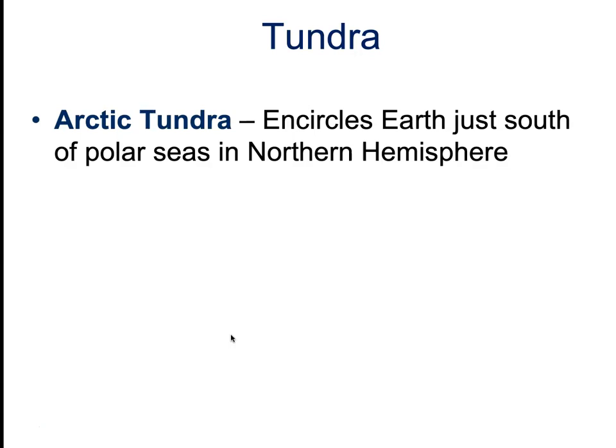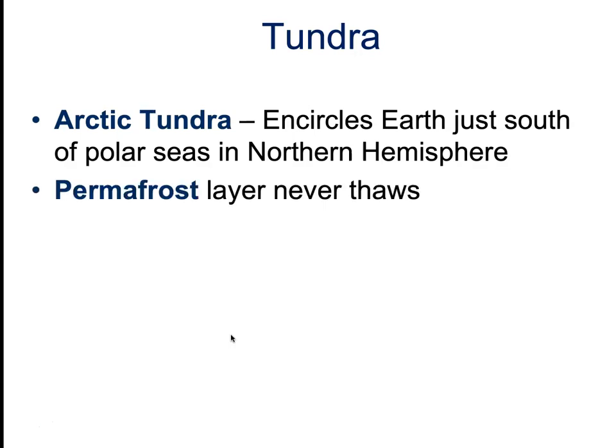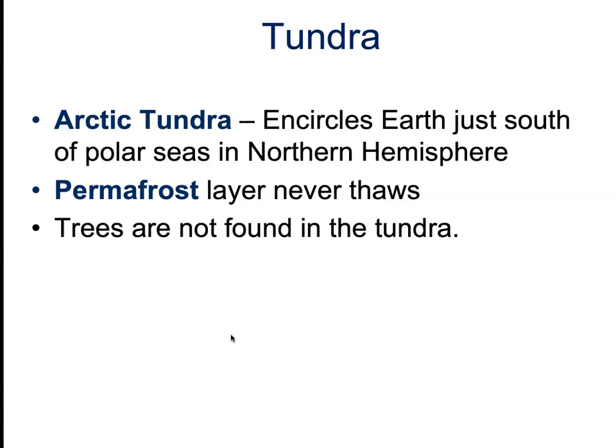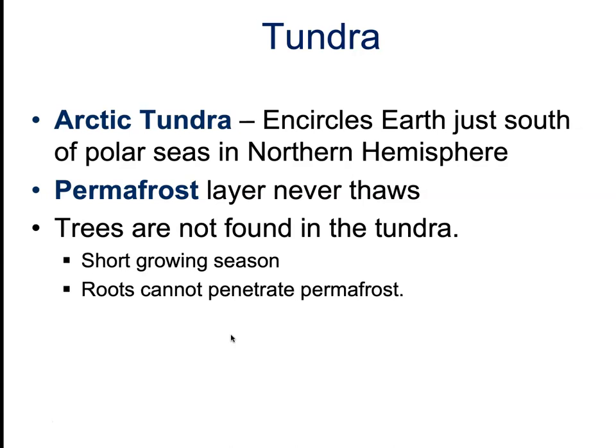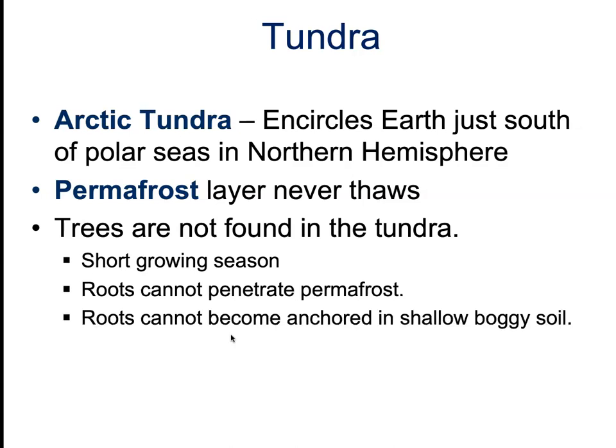However, one thing I'd like to point out is that only the topmost layer of soil thaws. Underneath is the permafrost. The permafrost is a layer that never thaws, which results in very poor drainage. Because of that poor drainage and because that permafrost never thaws, we will not find trees in this area. The growing season is too short with nearly year-round winters, and the roots can't penetrate that permafrost. So a cold frozen layer of soil that never thaws is going to leave a very shallow, boggy soil in the summer. It's way too shallow for trees to anchor themselves. So we're not going to find trees in this tundra.